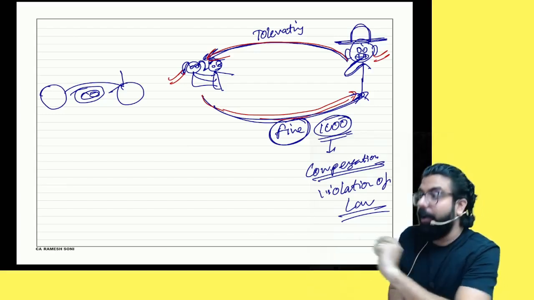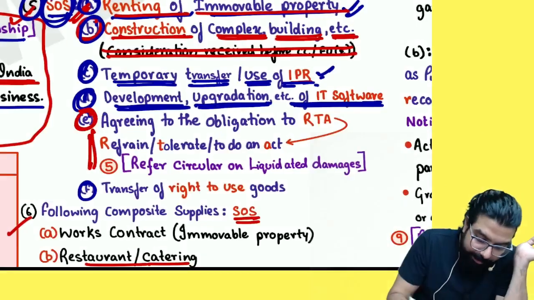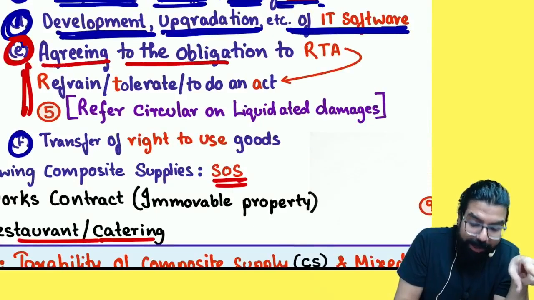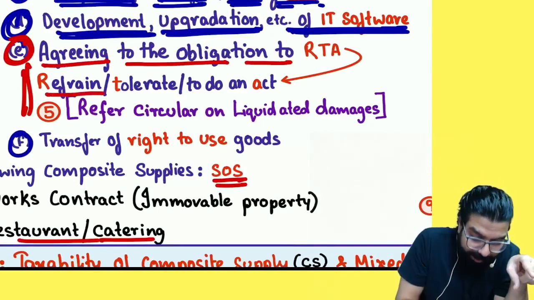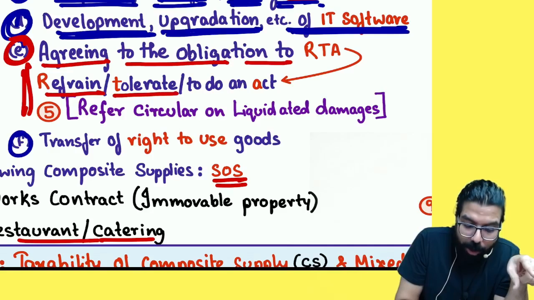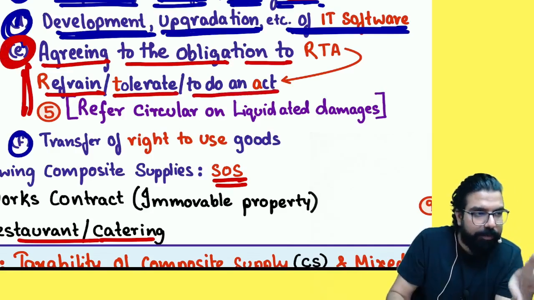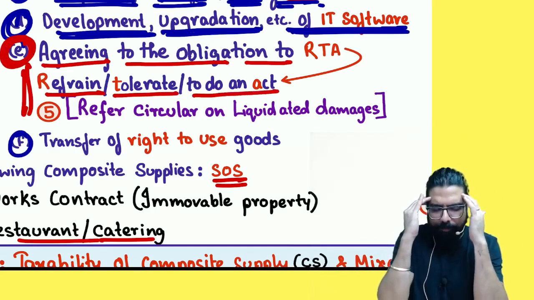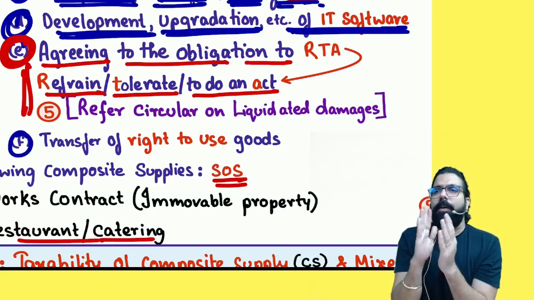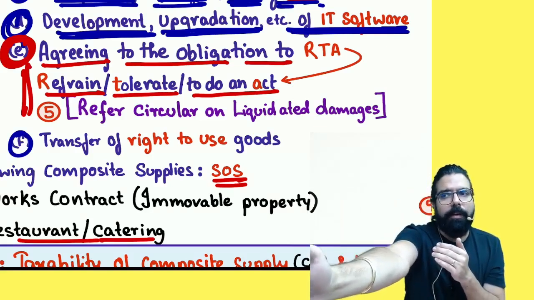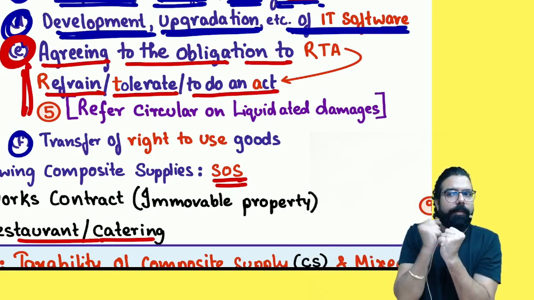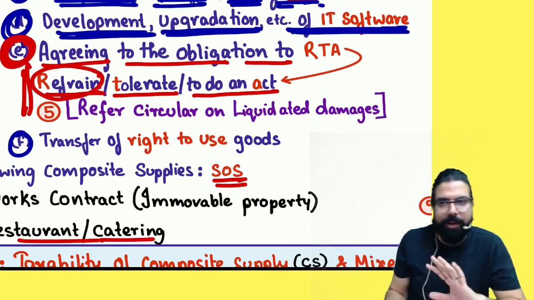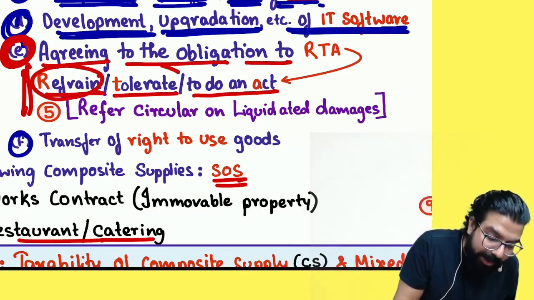In my question over here, 1 minute, this point says what? Agreeing to the obligation to refrain, tolerate, or to do an act is always a supply of service. Listen carefully, everyone, concentrate. If I agree that I will not do something, and because of that money has come, then I've given a supply of service. Agreeing to the obligation to refrain. Did you understand refrain? Agreeing to the obligation to tolerate.